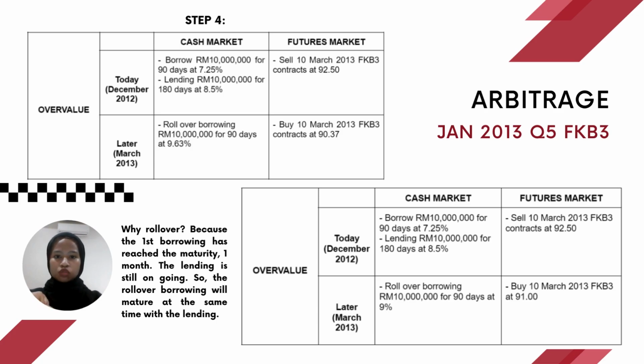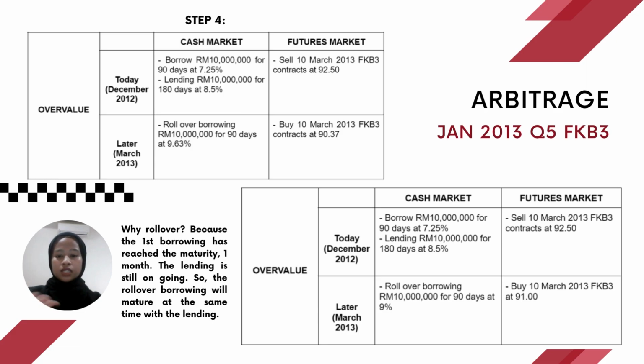For the future, we need to sell 10 contracts at 92.50. For the later cash market, we need to roll over the borrowing of 10 million for 90 days at 9.63%, as you get it from the yearly rate. So why do we need to roll over? Because the first borrowing has reached maturity, which is 1 month.